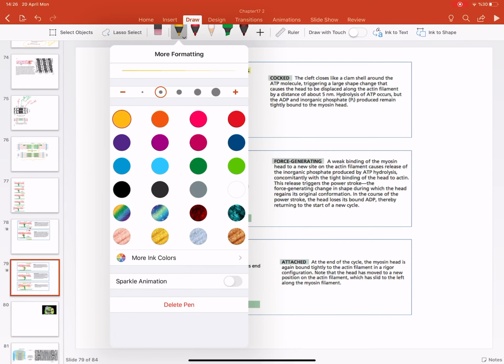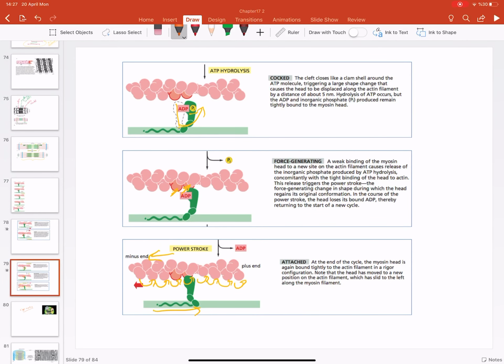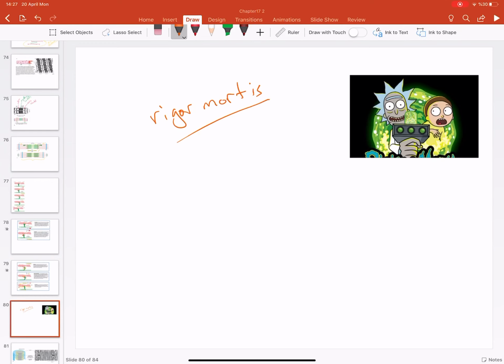Ever heard of rigor mortis? When the animal dies, this movement is not available anymore. The heads stay attached to the actin cytoskeleton. So even if you force it, the muscles will not move. So the dead animals will be very hard for a while. Rigor mortis means the dead hardness, the stiffness of the dead animal, and I'm not sure Rick and Morty got the name from rigor mortis.